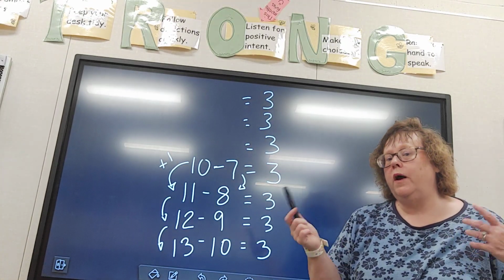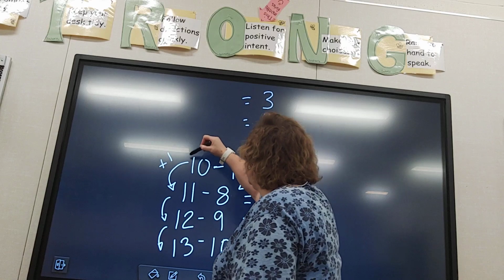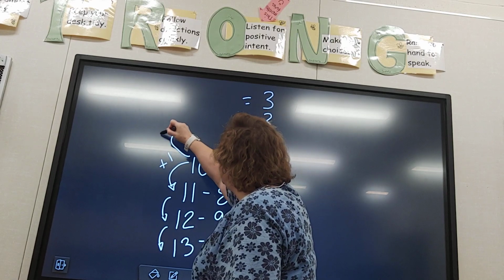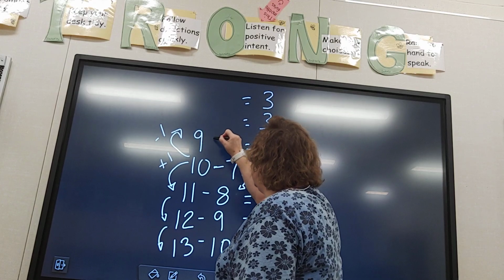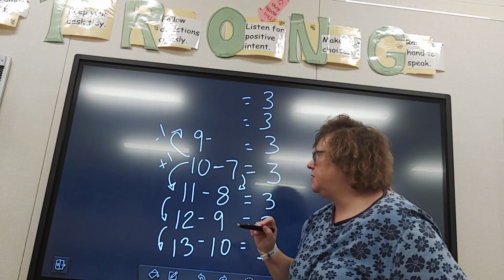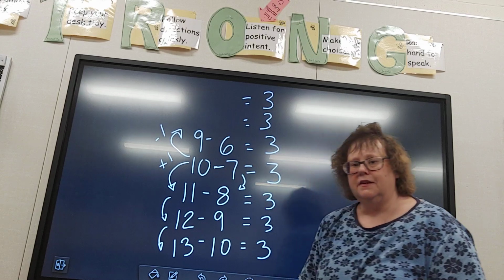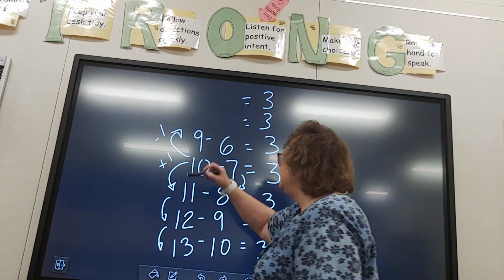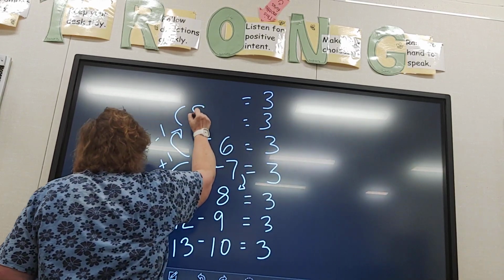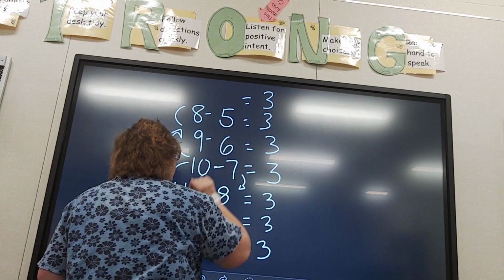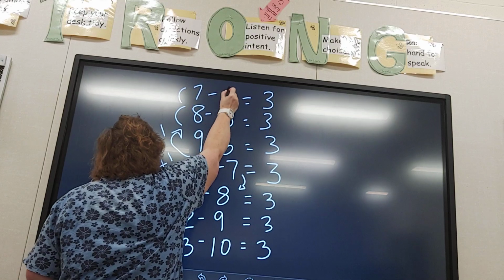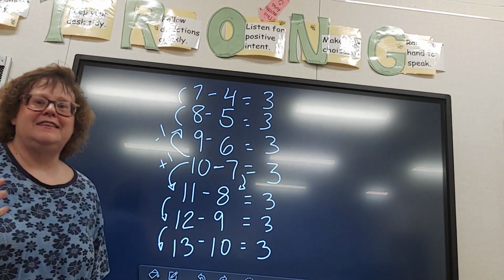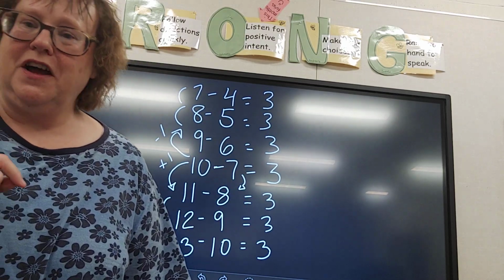Could I take away from each addend? Let's try it. So instead of adding 1, I'm going to take away 1. So 10 minus 1 is 9. I'm going to do the same thing to the 7. 7 minus 1 is 6. Is that 3? Sure is. Can I do it again? Yep, still 3. Can I do it again? Oh my gosh, still 3. That's the law of conservation.